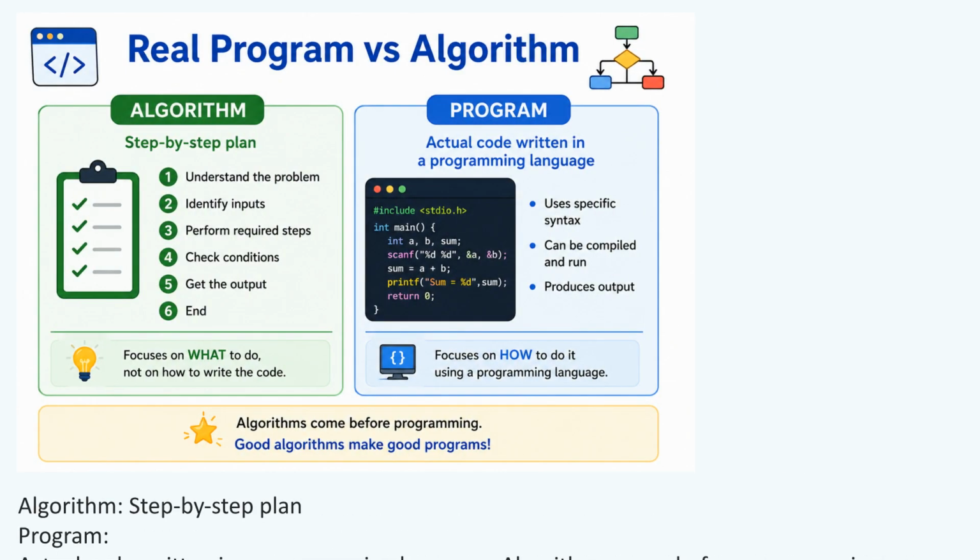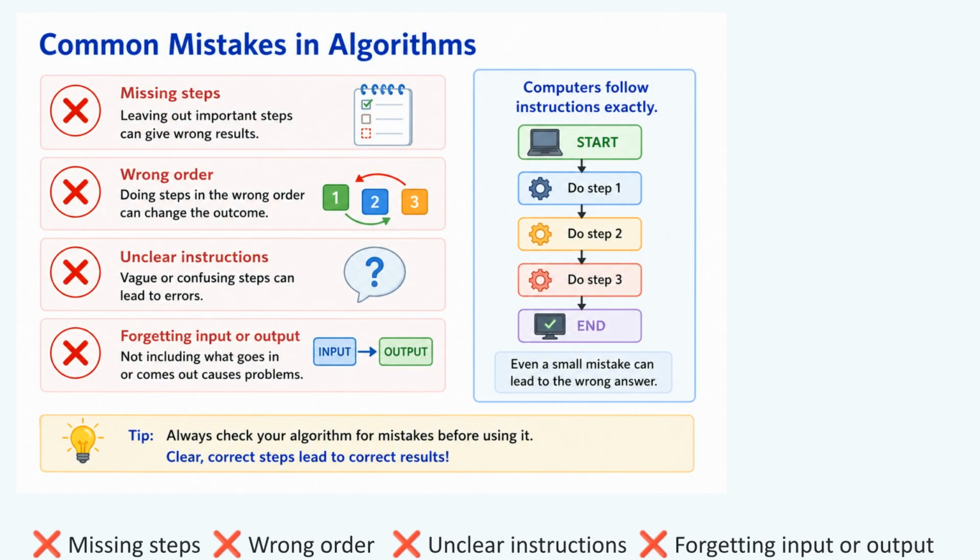An algorithm is the step-by-step plan to solve a problem. A program is the actual code written in a programming language. Algorithms are the essential planning stage before programming begins. A bad algorithm can have several issues, such as missing steps, the wrong order of instructions, unclear guidance, or forgetting to include necessary inputs or outputs. A good algorithm is detailed and complete.